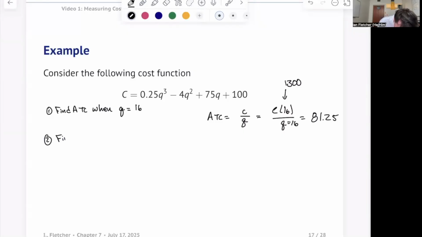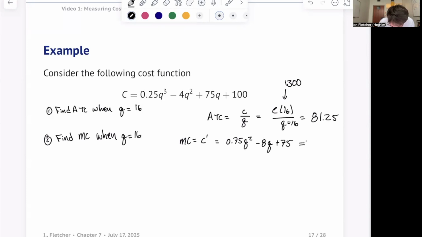What about finding the marginal cost when Q is equal to 16? Well, in order to find the marginal cost, we need to take C prime, which would be 0.75 Q squared minus 8Q plus 75. And at 16, it's $139.